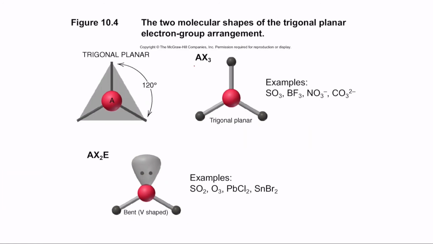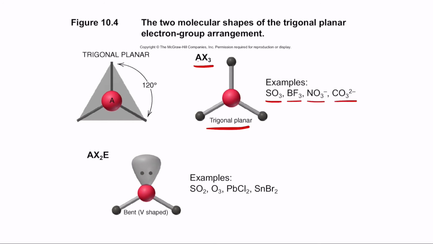Next you have the AX3 arrangement. AX3 is where you have one central atom and 3 surrounding atoms. This is a common structure called trigonal planar structure. So basically a triangular structure when you add all the atoms. This is the structure for SO3, BF3, NO3- and CO3 2-.